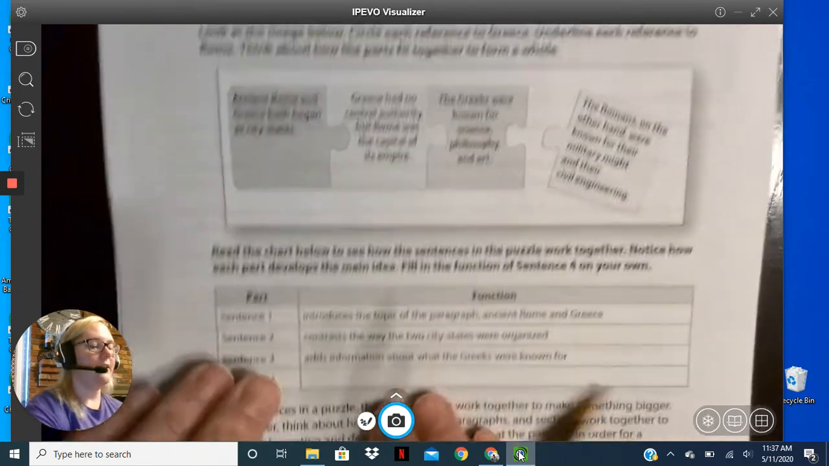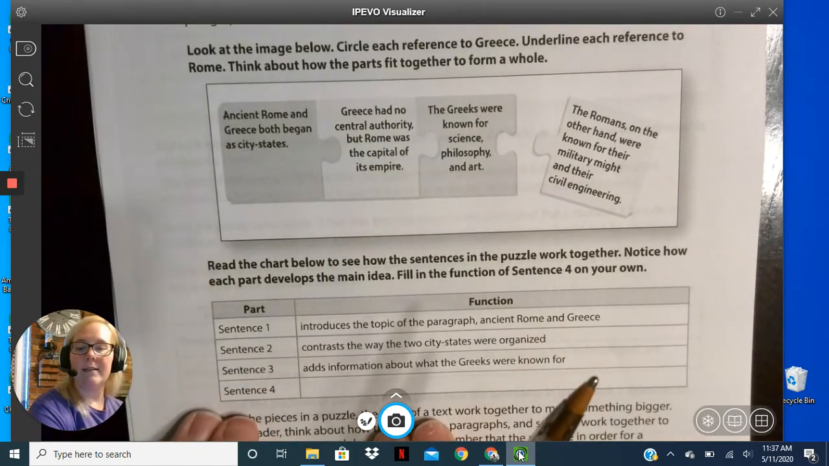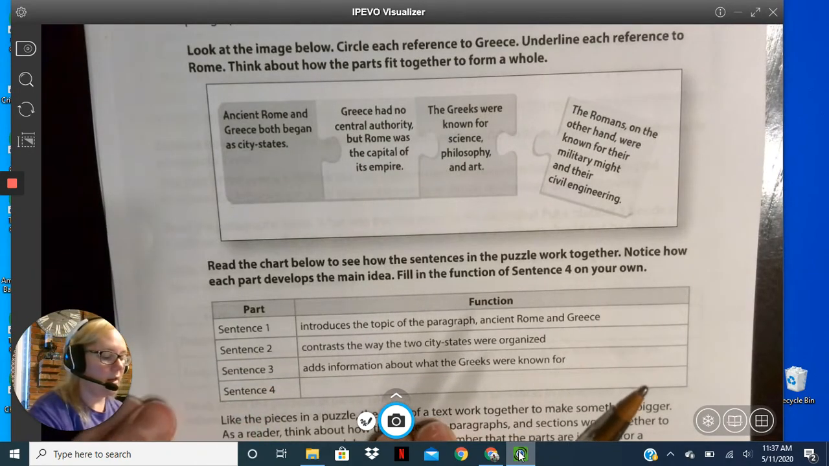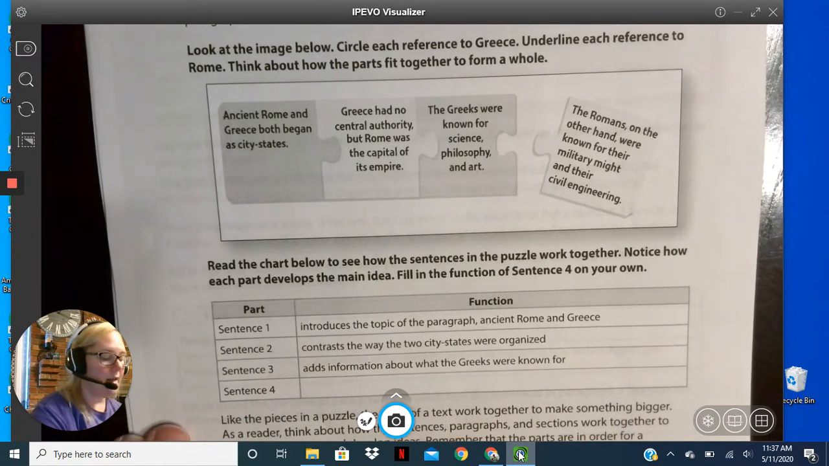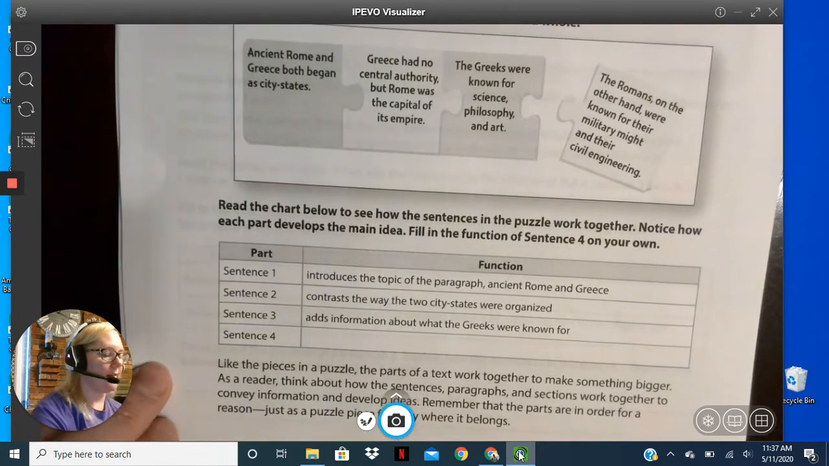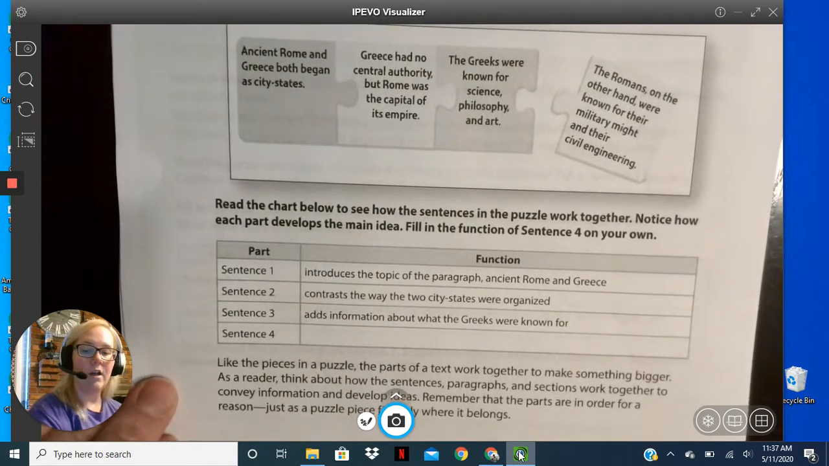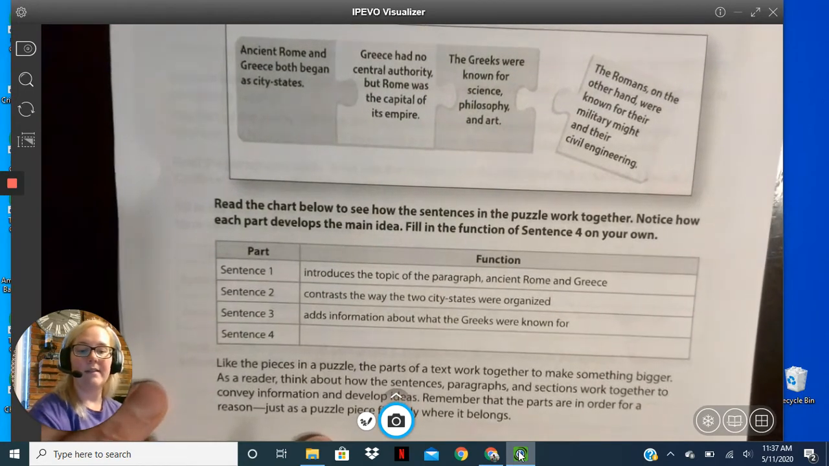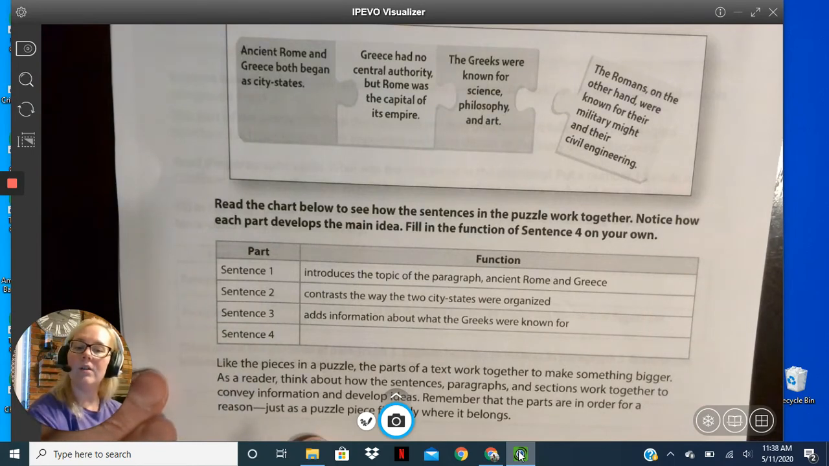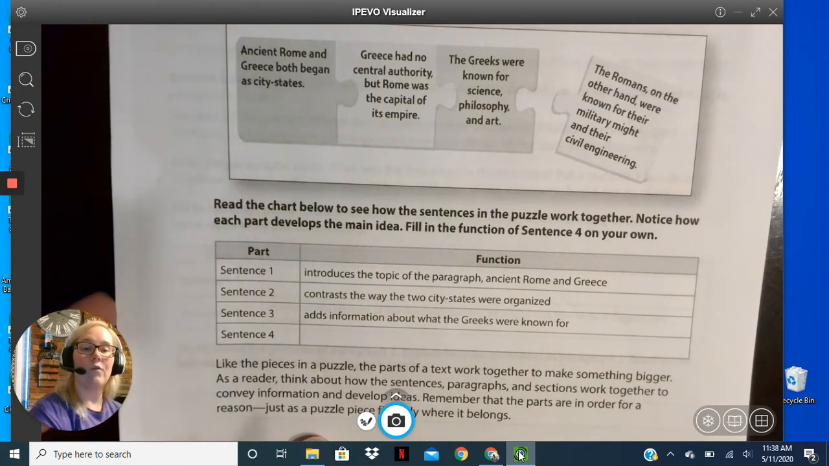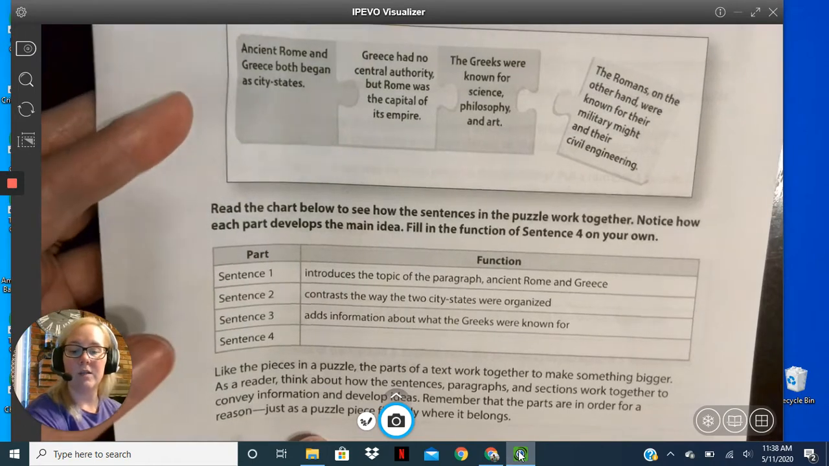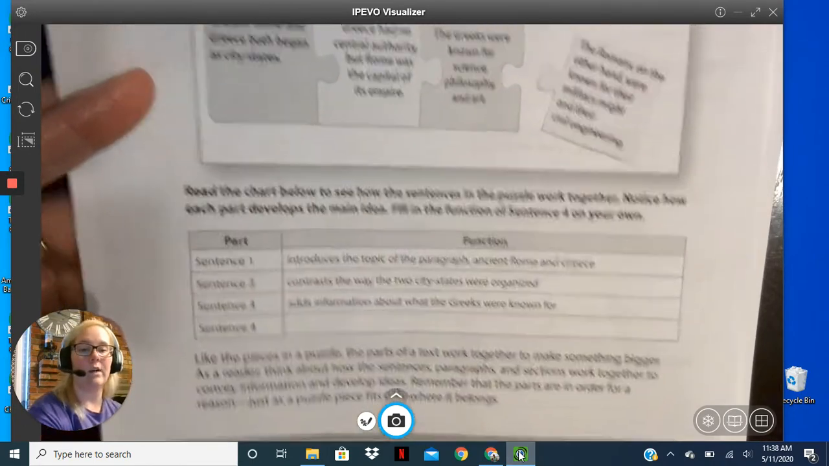All right, so let's take a look at our story. We're going to practice the same skill with a story. Just like the pieces in a puzzle, the parts of the text work together to make something bigger. As a reader, think about how the sentences, paragraphs, and sections work together to convey information and develop ideas. Remember, the parts are in order for a reason, just like the puzzle piece fits only where it belongs.